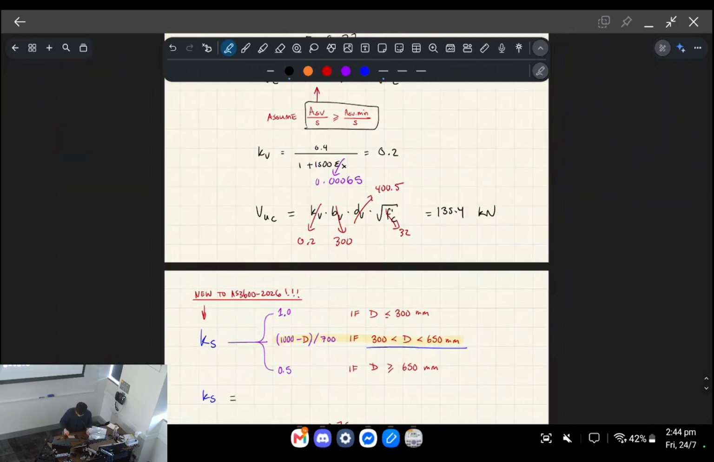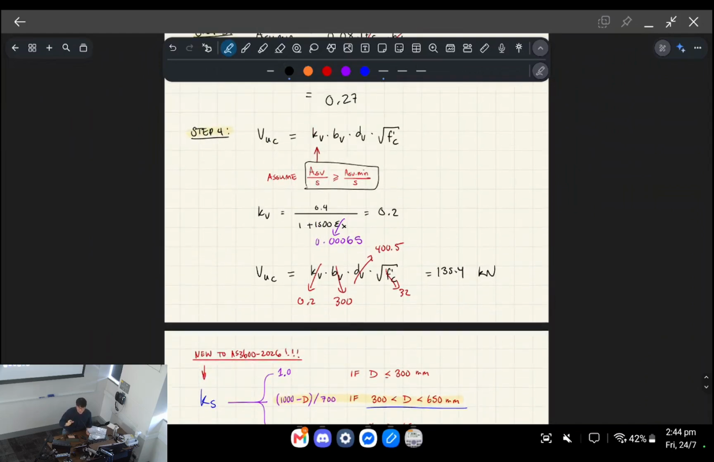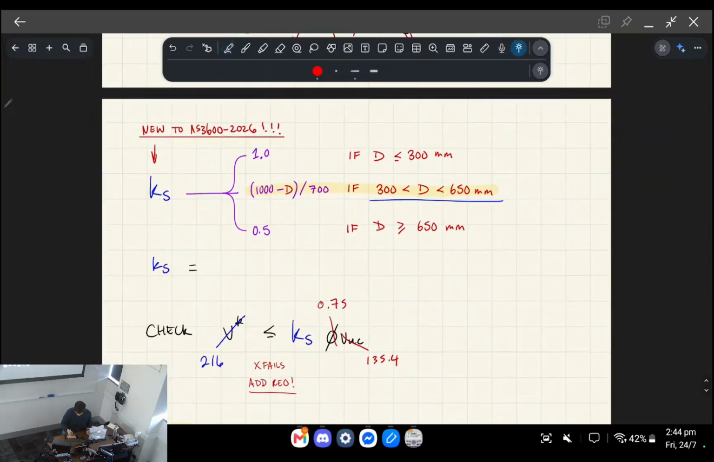Oh, sorry, it's not quite the concrete part done because we need to check whether it passes without any additional steel, okay? So we're just checking the contribution of the concrete by itself and whether it is sufficient to resist the shear forces, okay? So here's the other part which is new to AS3600, okay? It's this factor called KS, right? And it's a reduction factor when you're doing this check. So this particular check is checking the design shear against the concrete without any additional steel helping it, okay?